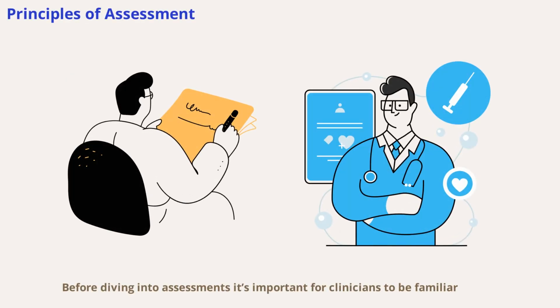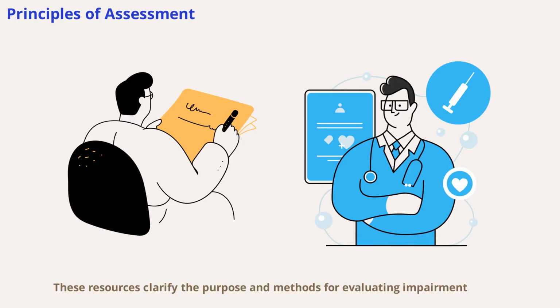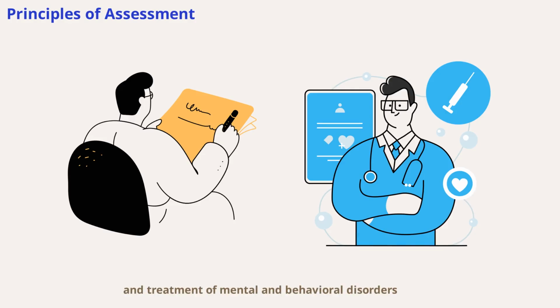Before diving into assessments, it's important for clinicians to be familiar with the AMA Guides, foundational chapters, and glossary. These resources clarify the purpose and methods for evaluating impairment. Notably, having a diagnosis doesn't always mean a person is impaired. Clinicians using this chapter are typically trained in psychiatry or psychology and should have expertise in DSM-5, psychiatric evaluation, and treatment of mental and behavioral disorders. This ensures that assessments are accurate and meaningful, focusing on real-world impacts rather than just symptoms.